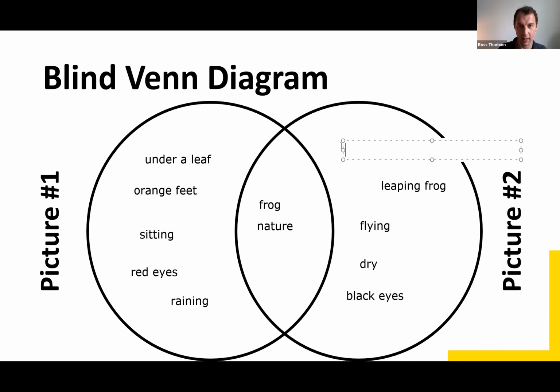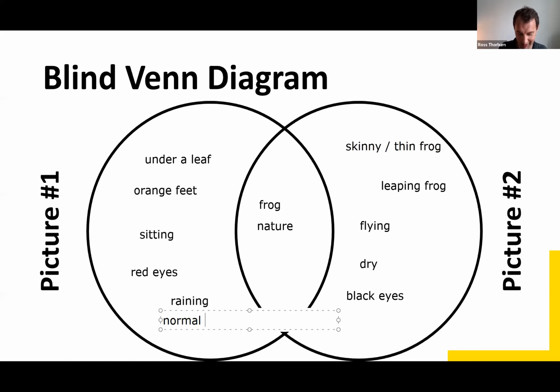Normal size. Okay, so we'll write one. This is skinny or a thin frog. And number 1, it's normal weight. Healthy. Number 2, your one is athletic. That's great. Athletic. All right, so we've got this huge Venn diagram now of all this information about these 2 frogs.